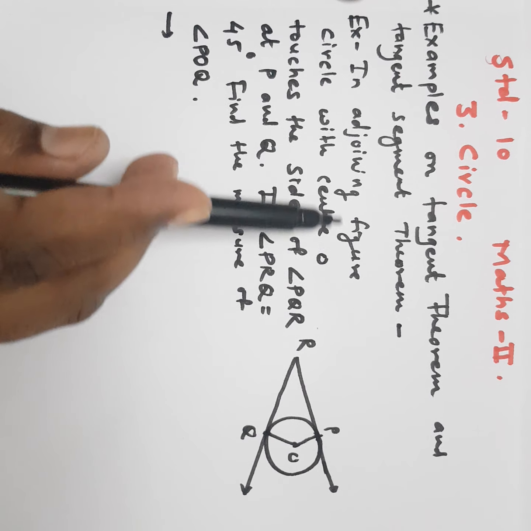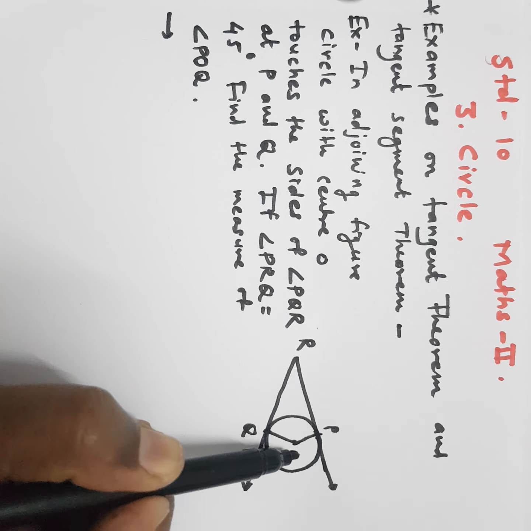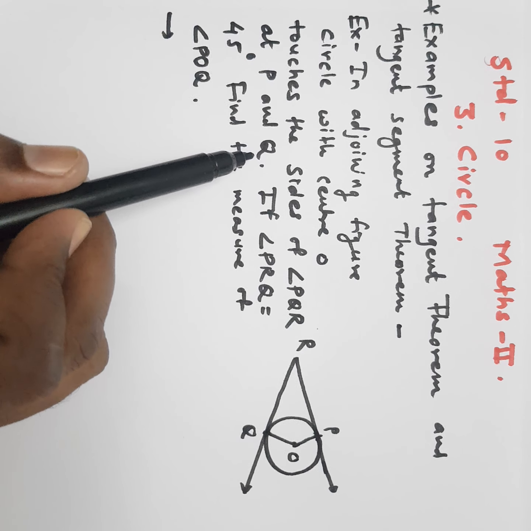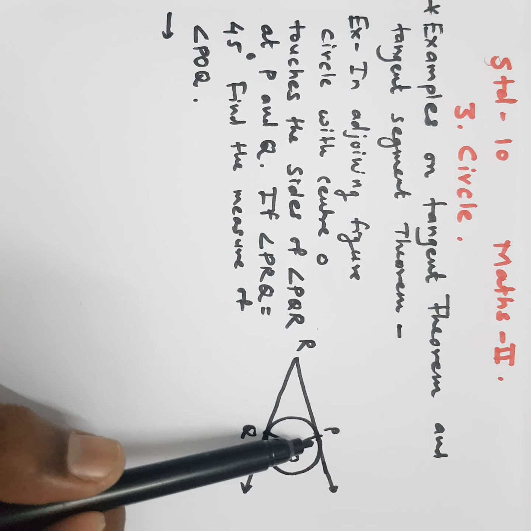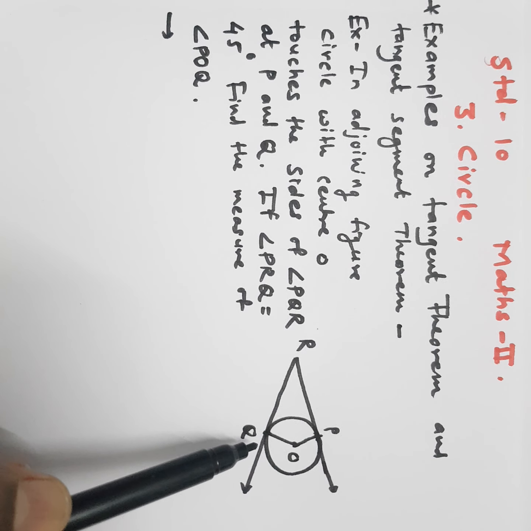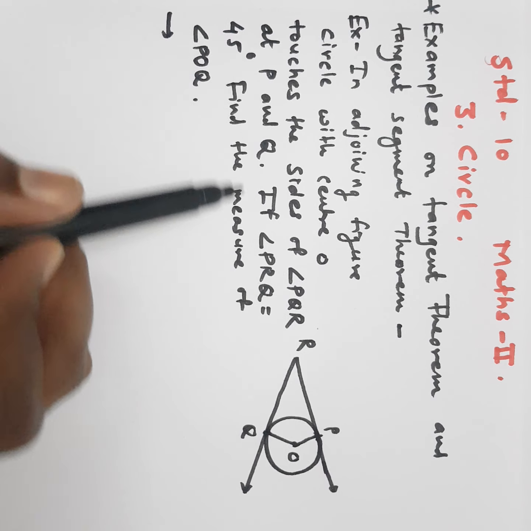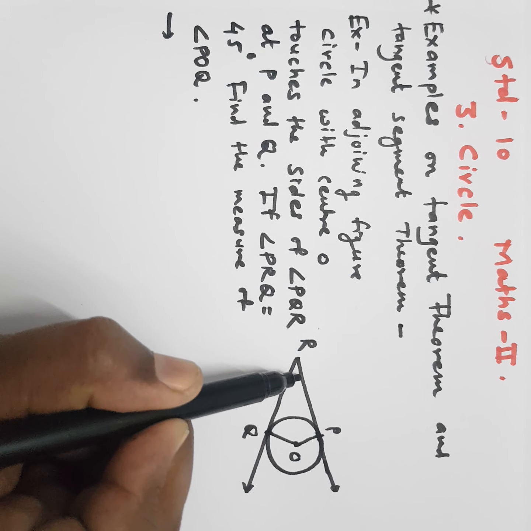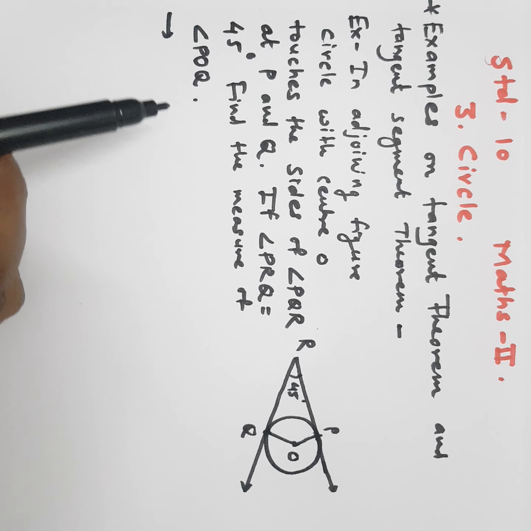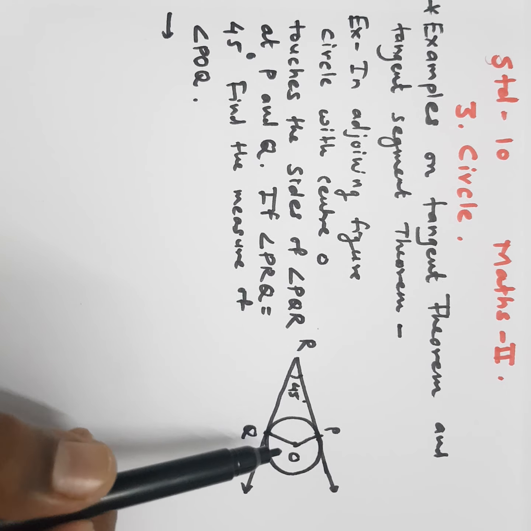The example is: in the adjoining figure, O is the center of the circle, which touches the sides of angle PRQ at points P and Q. Means RP and RQ are the tangent segments. If angle PRQ is 45 degrees, find the measure of angle POQ. We have to find angle POQ.